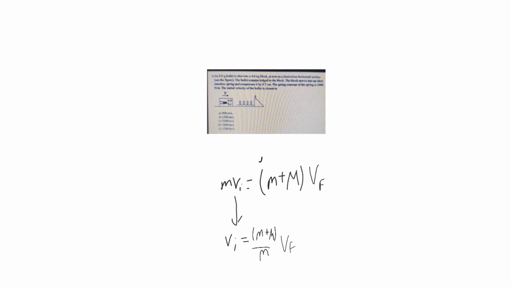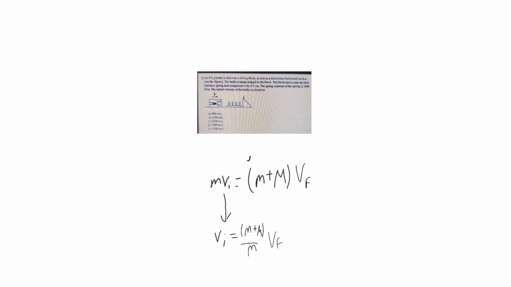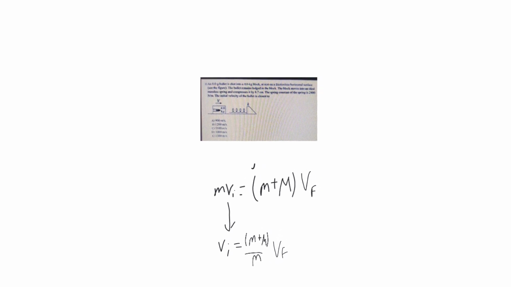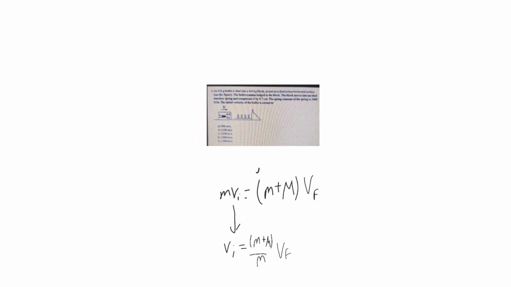Okay, so for question 3, we have here that an 8 gram bullet is shot into a 4 kilogram block at rest on a frictionless horizontal surface. The bullet remains lodged in the block. The block moves into an ideal massless spring and compresses by 8.7 centimeters.